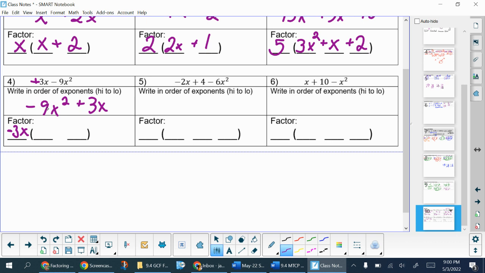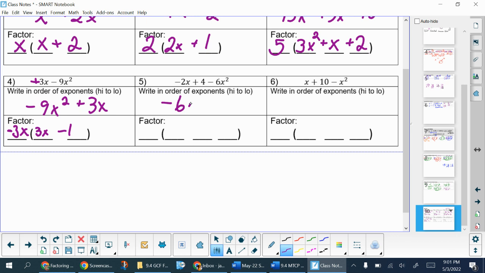On this one, negative 3 times 3 makes negative 9. And x times x makes x squared. Negative 3 times negative 1 makes positive 3. I've already got the x, so I don't need any x's.